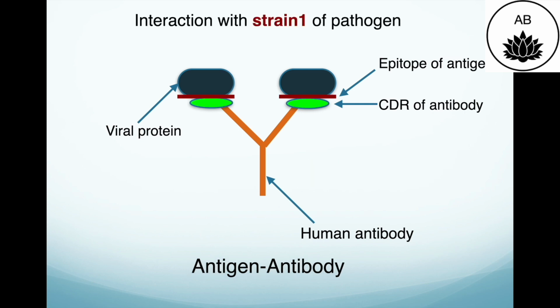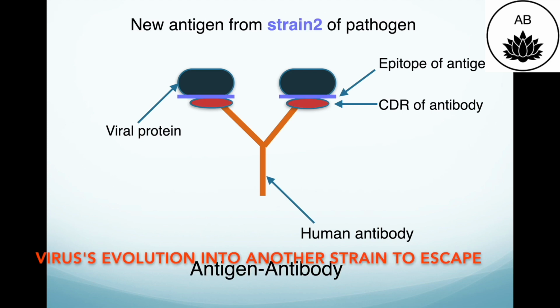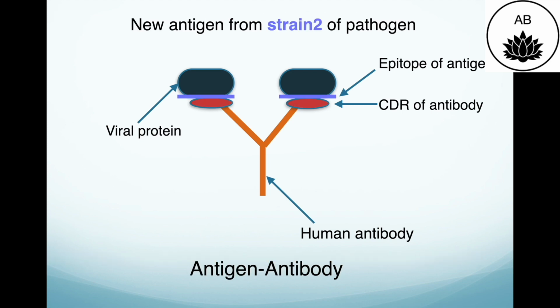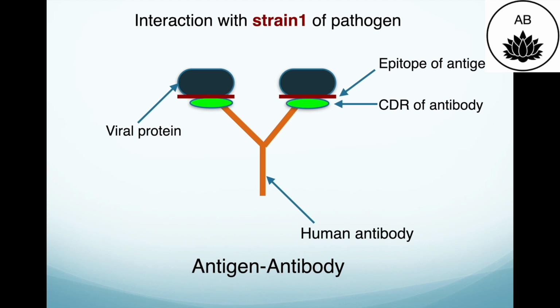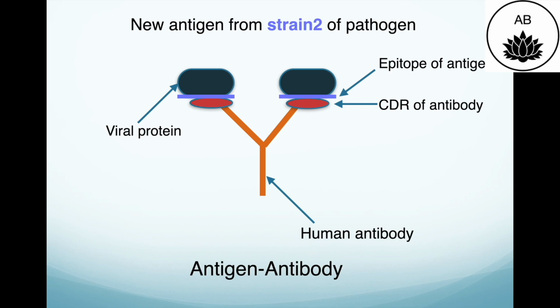The interaction takes place along the CDR in green on the antibody and on a tiny region of the antigen shown in red here. Now, if you consider this to be the case with strain 1 of the pathogen, in case of strain 2, the tiny portion of the interacting antigen undergoes change. Notice the color change from red to blue. The hypervariable region or the CDR of the antibody undergoes change in response. Notice the change in color to red when it comes to strain 2.